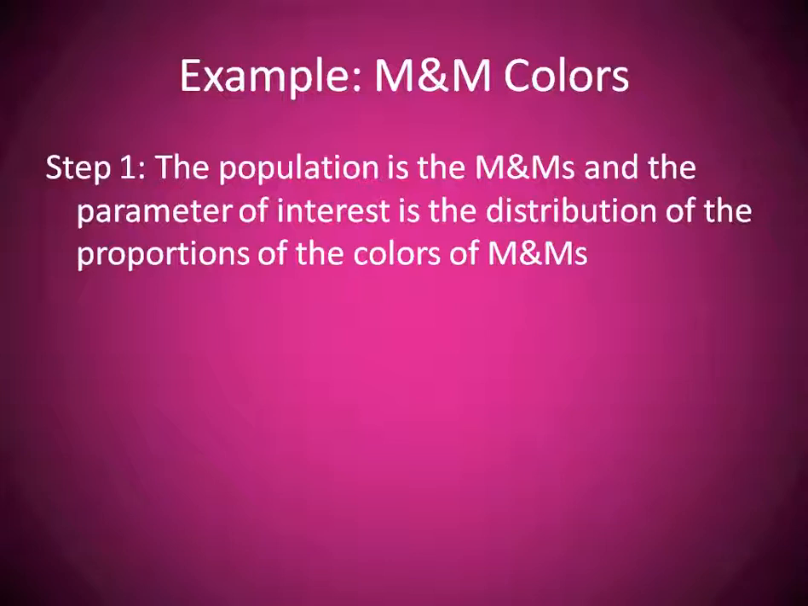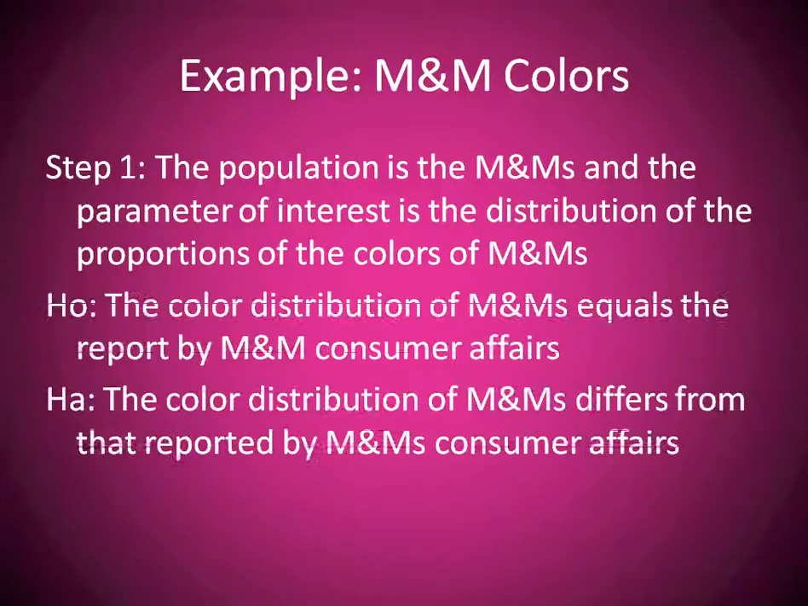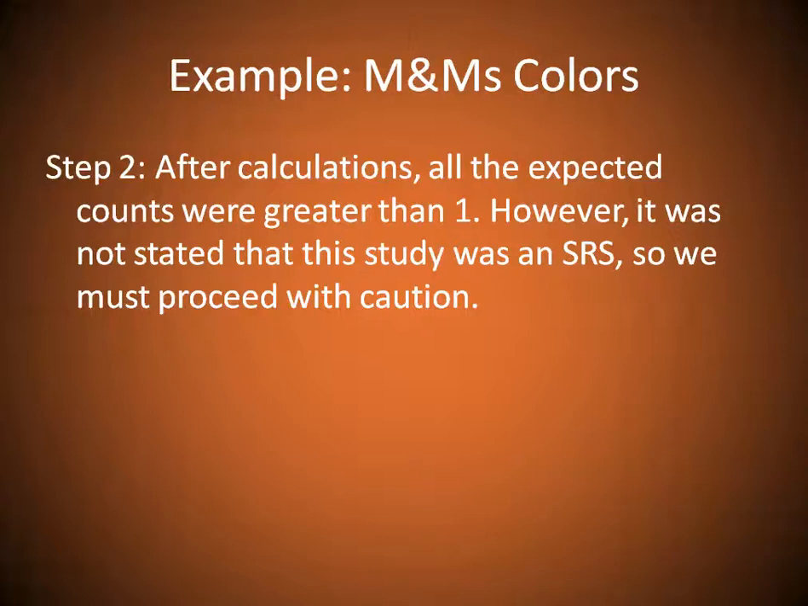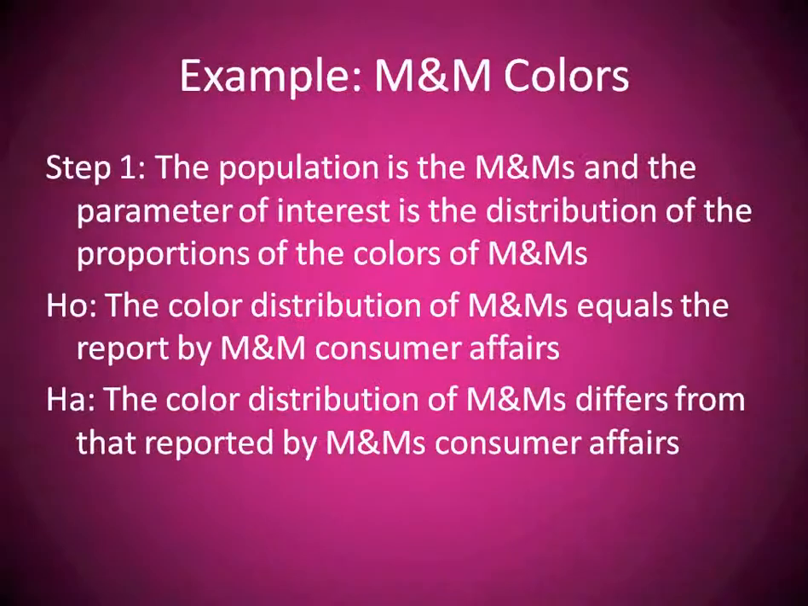Step 1. The population is the M&Ms, and the parameter of interest is the distribution of the proportion of colors of M&Ms. The null hypothesis is the color distribution of M&Ms equals the distribution reported by M&M Consumer Affairs. The alternative hypothesis is that the color distribution of M&Ms differs from that reported by M&M Consumer Affairs.